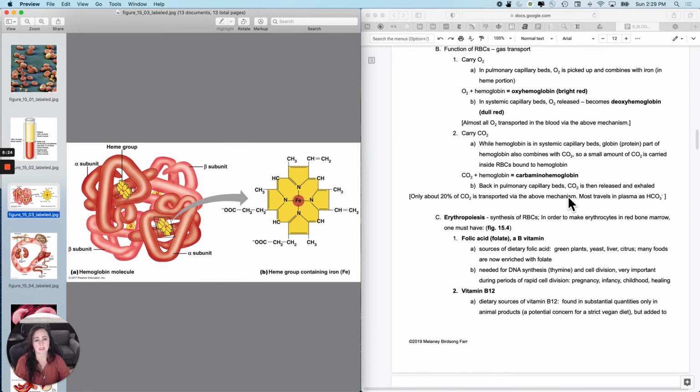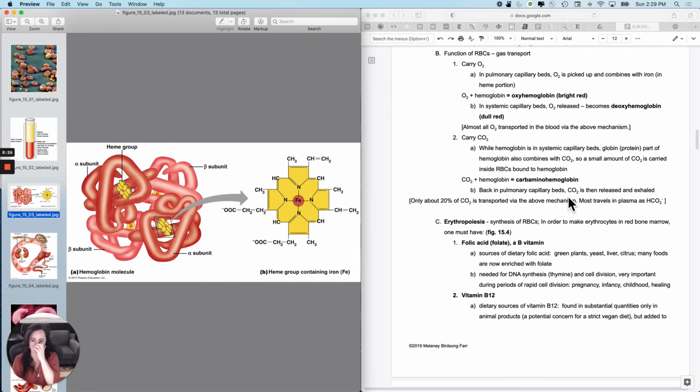So let's talk about the function of red blood cells, big picture. We'll get into this in the respiratory system and the cardiovascular system more, but red blood cells actually carry gases. They don't just carry oxygen, though they do mostly carry oxygen. It's a big part of their job. As the blood goes through the pulmonary capillary beds in the pulmonary circuit, oxygen is picked up and it combines with the heme on hemoglobin, the iron portion of hemoglobin. And that is called oxyhemoglobin, and it's bright red.